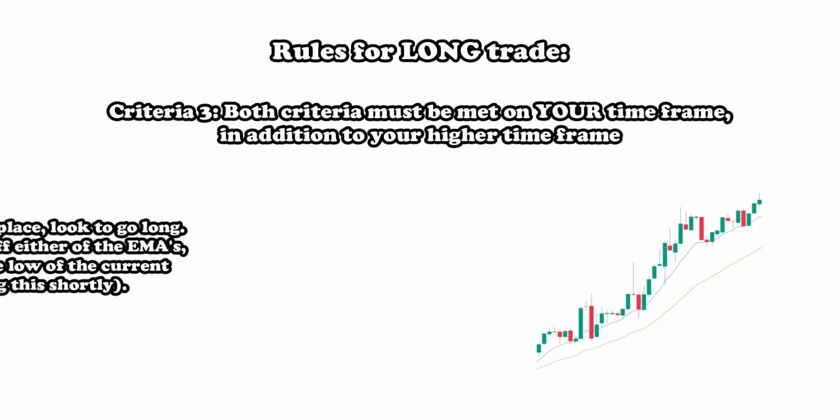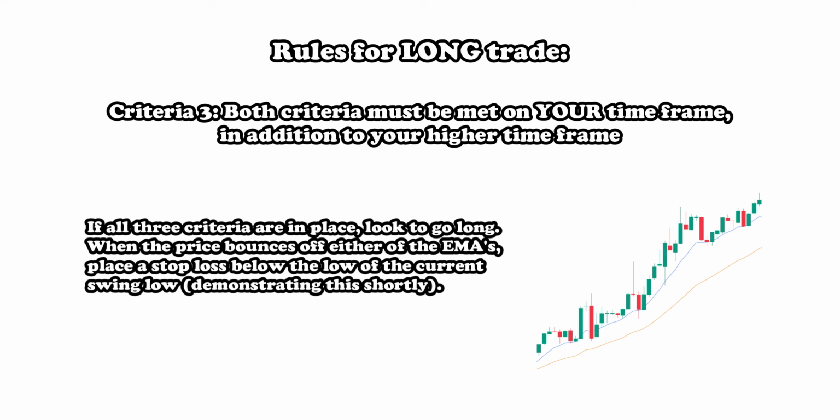Once all 3 criteria are in place, look to go long. When the price bounces off either of the exponential moving averages and the first bullish Heiken Ashi is formed at a higher low, place a stop loss below the low of the current swing low.